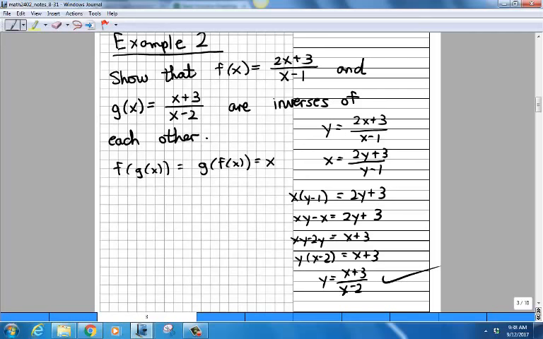So you can actually compose them in either order. Either order will work. If either way it cancels and gives you x, then you know they're inverses of one another. Okay.